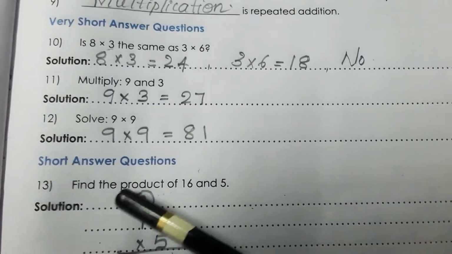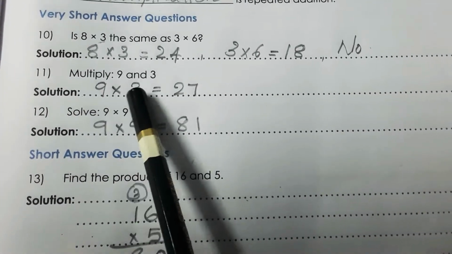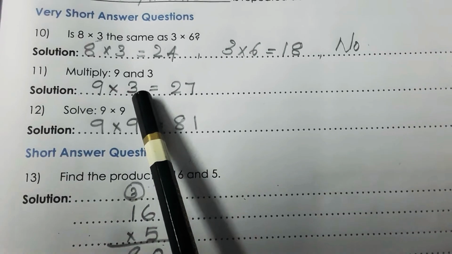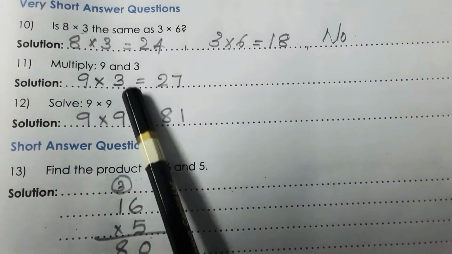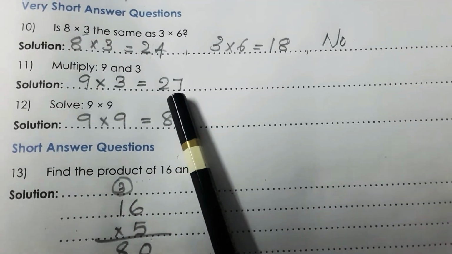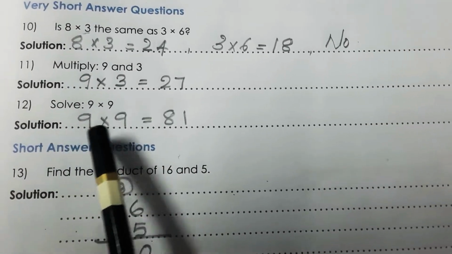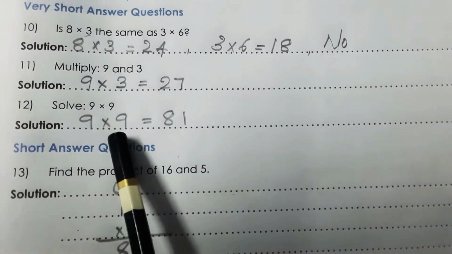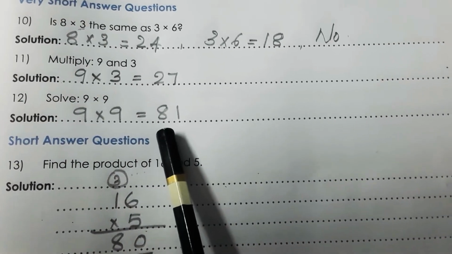Now next question. Multiply 9 and 3. 9 and 3, that is 9 into 3. So you say the table of 3 up to 9 or say the table of 9 up to 3. Then you will get the answer. 9 3s are 27. So you can write 27 here. Then solve 9 into 9. That is, say the table of 9 up to 9. 9 9s are 81. Can write.